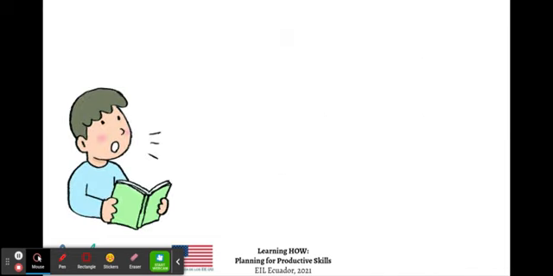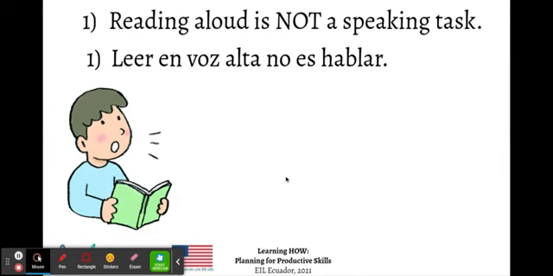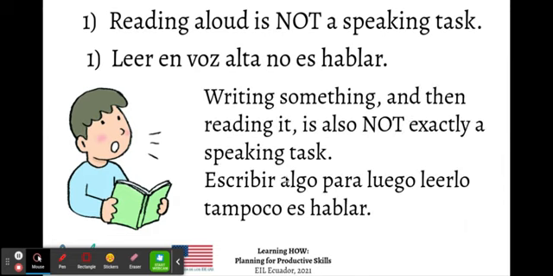So the first thing I want to think about is reading out loud. Reading aloud is not a speaking task. Writing something and then reading it is also not exactly a speaking task. Real life speaking is spontaneous, and when we start reading something that's already written, it just gets in the way of that real skill in producing language.